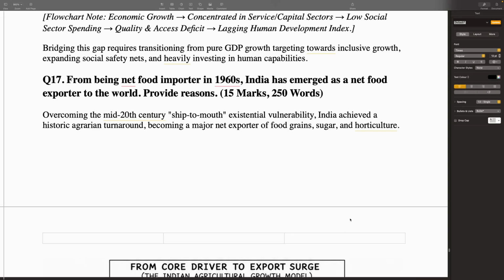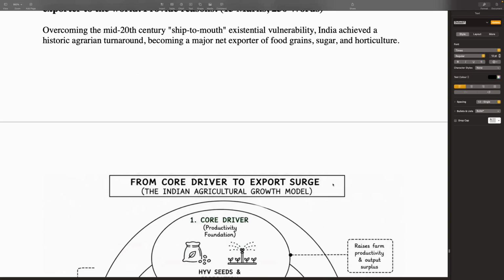in human capabilities. From being a net food importer in the 1960s, India has emerged as a net food exporter to the world. Provide reasons. Overcoming the mid-20th century ship-to-mouth existential vulnerability, India achieved a historic agrarian turnaround, becoming a major net exporter of food grains, sugar, and horticulture.